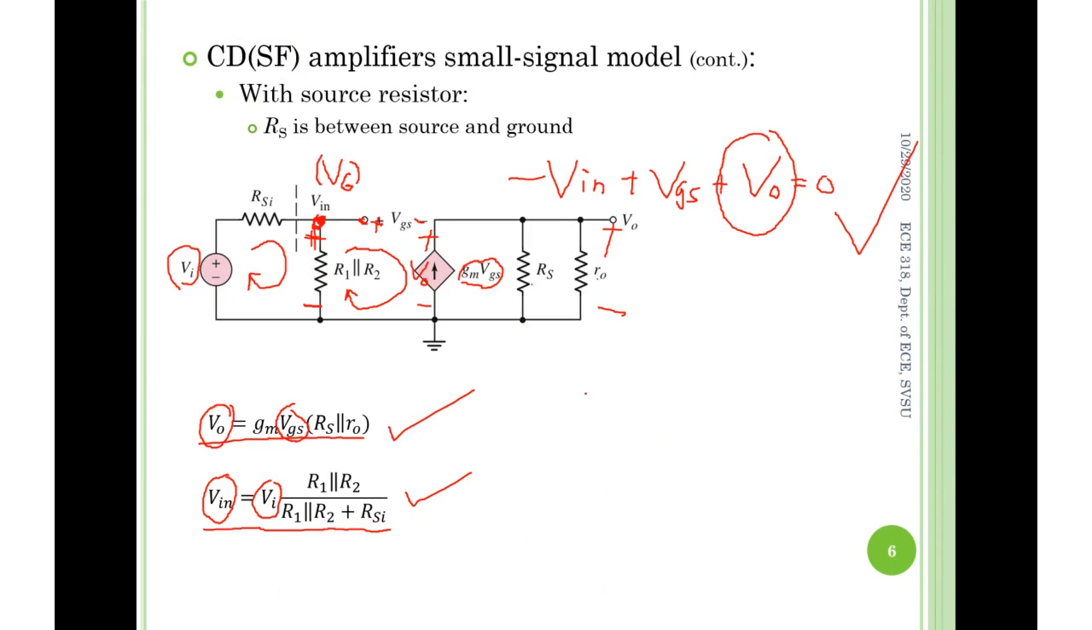Of course, here I'm using a little bit different idea. This is the same equation as this one, however, the idea is different. My idea is very straightforward. I'm not writing any KVL here. I'm just writing VG, which is Vin, minus VS, because this is the source, right? VG minus VS equals VGS. VG is Vin, VS is V naught. So Vin minus V naught equals VGS. This is the third weapon in the arsenal.